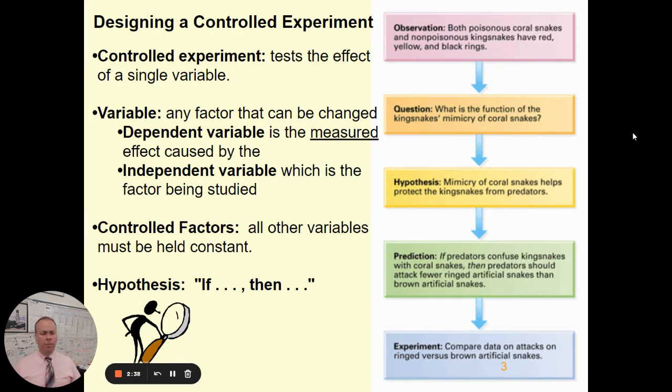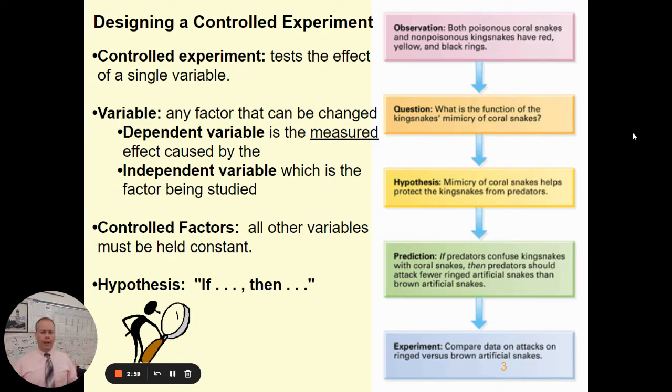In a good experiment, there should be just one independent variable. You want to try to keep as many factors the same and only alter the independent variable. And if you're able to do that successfully, when you change just the independent variable, you look at the dependent variable to see how that's been affected.